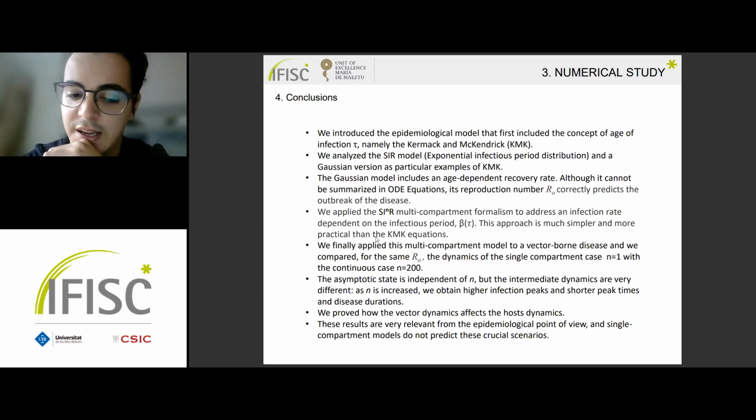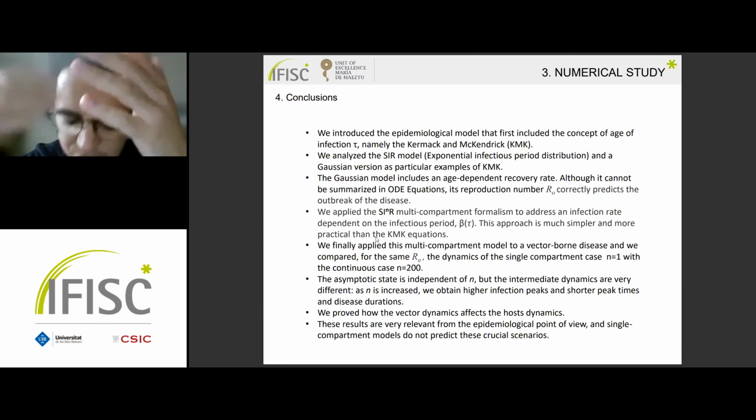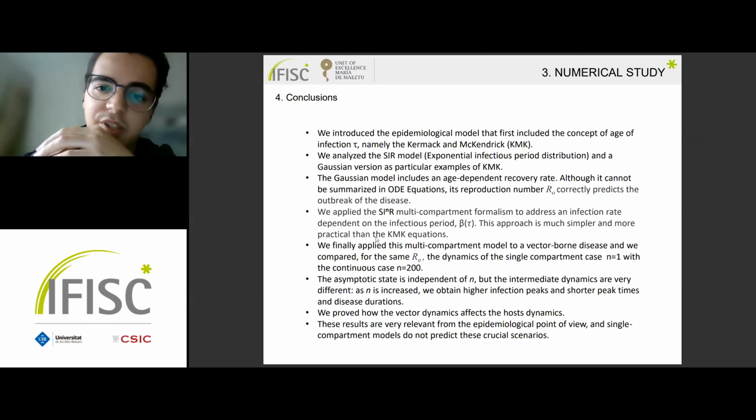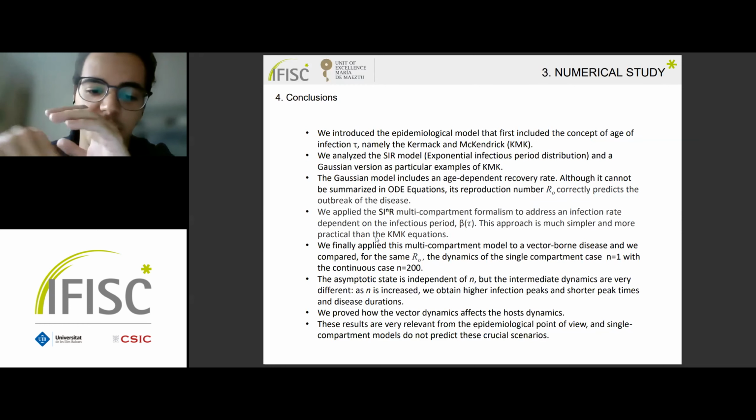For example, having a high infection peak can lead to a health emergency or to a collapse of the health system, and this cannot be predicted by the SIR model or single compartment models. These simple multi-compartment models can predict these scenarios, no?